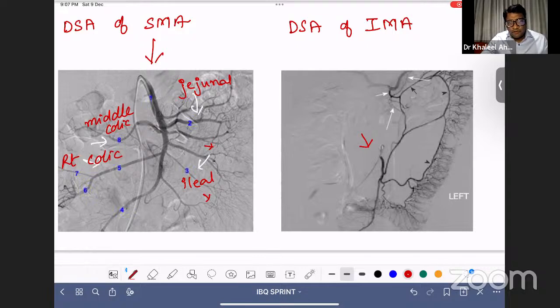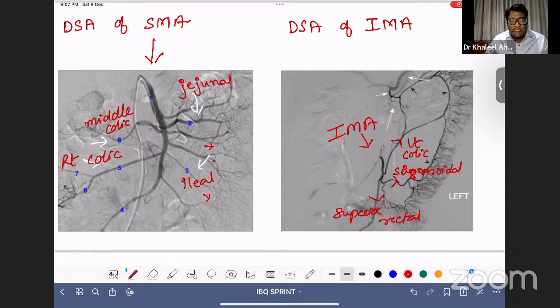And what are the branches of the inferior mesenteric artery? You see this vessel, this is the left colic artery. This is the sigmoidal artery and the superior rectal artery. Sigmoidal, and this is the superior rectal. So these are the branches of the inferior mesenteric artery. The inferior mesenteric artery gives rise to the left colic artery, the sigmoidal artery, and the superior rectal artery, whereas the superior mesenteric artery gives rise to the right colic artery and the middle colic artery.